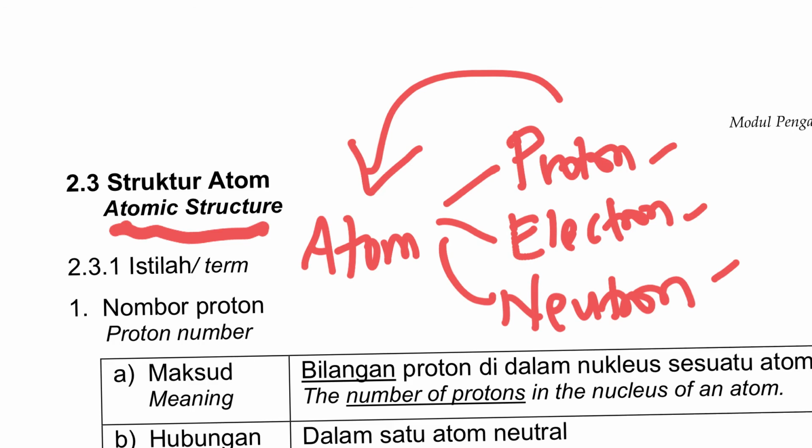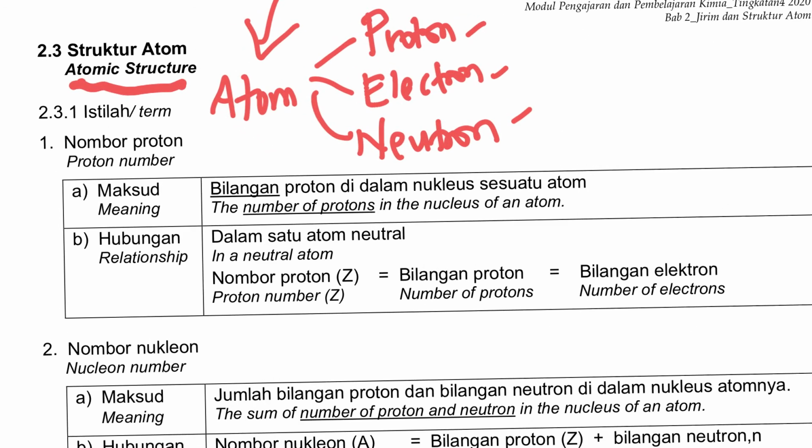So let us start with the proton number, the meaning of proton number. The number of protons in the nucleus of an atom. Okay, the number of protons in the nucleus of an atom. So what is the relationship? Proton number is equal to the number of protons, and the number of protons is equal to the number of electrons. So when you are given proton number 17, the number of protons will be 17 as well, and the number of electrons will be 17 as well.